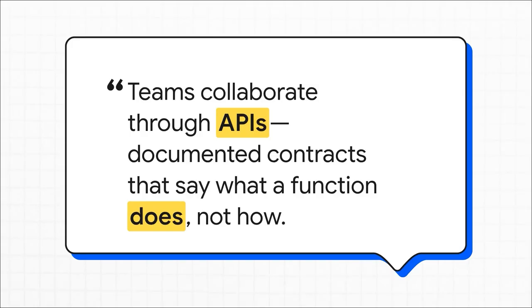Okay, so if all these different objects and different teams need to talk to each other, how do they do it without spilling all their private internal secrets? Well, they use something called an API. That stands for Application Programming Interface. You can think of it as a documented contract that spells out exactly what a piece of code does without getting bogged down in the messy details of how it does it.